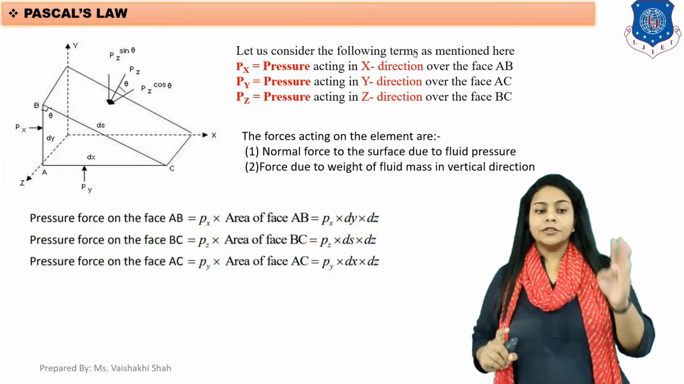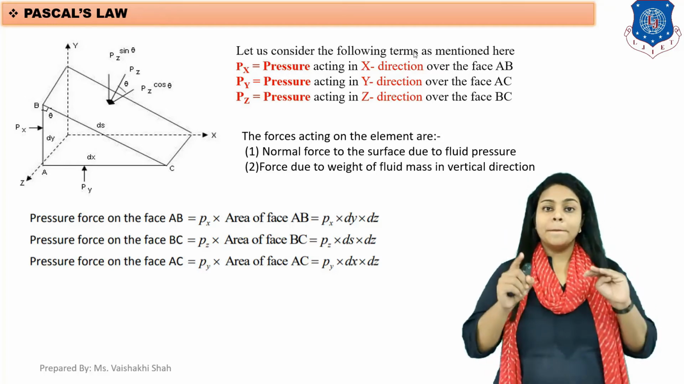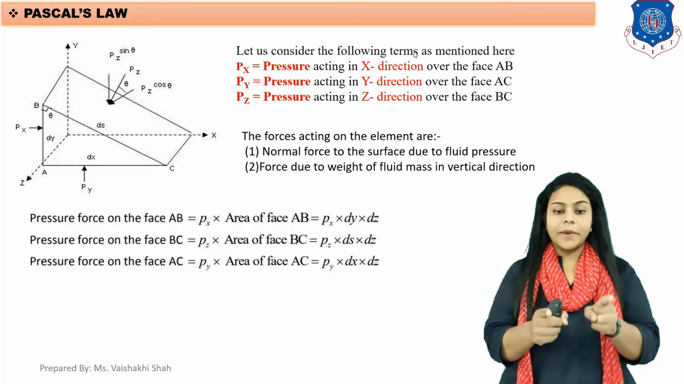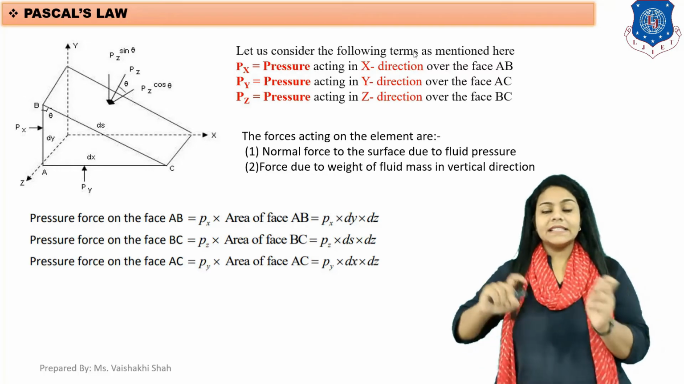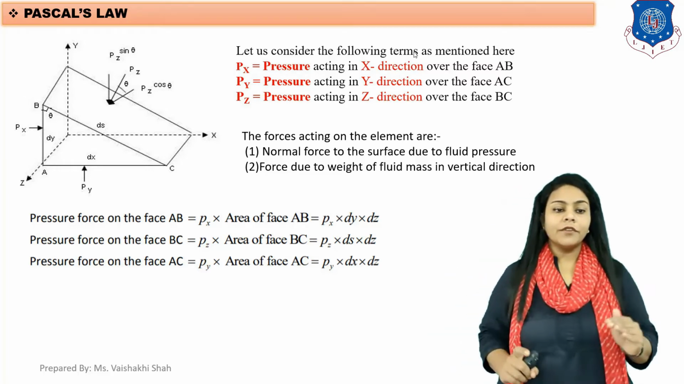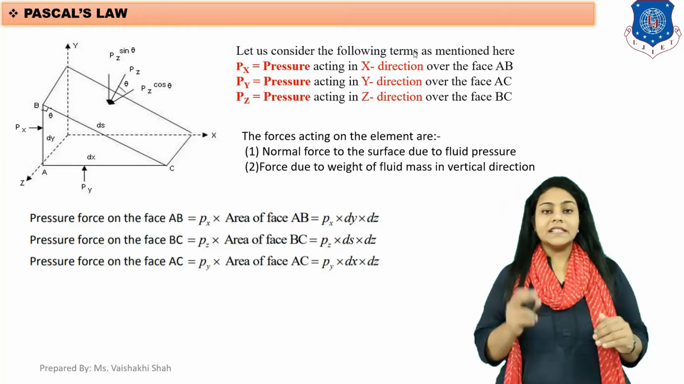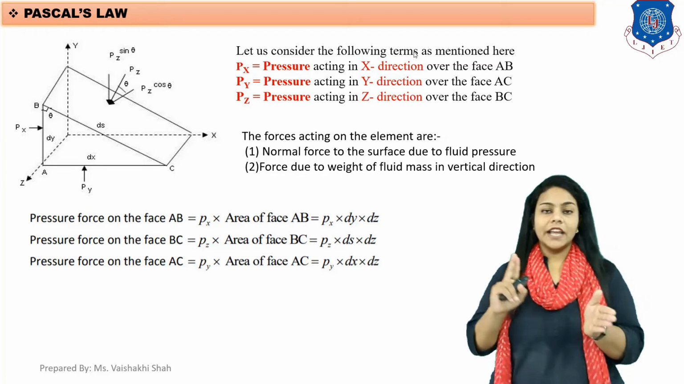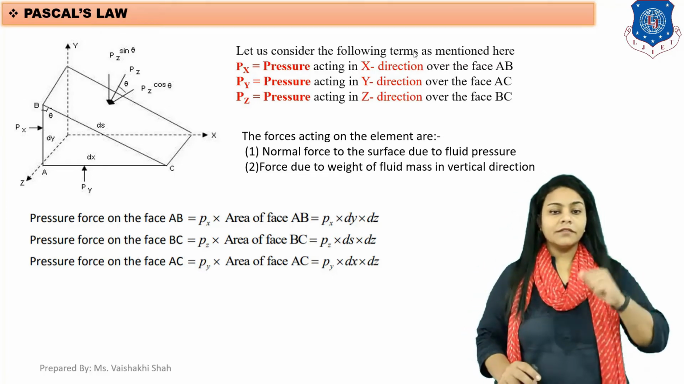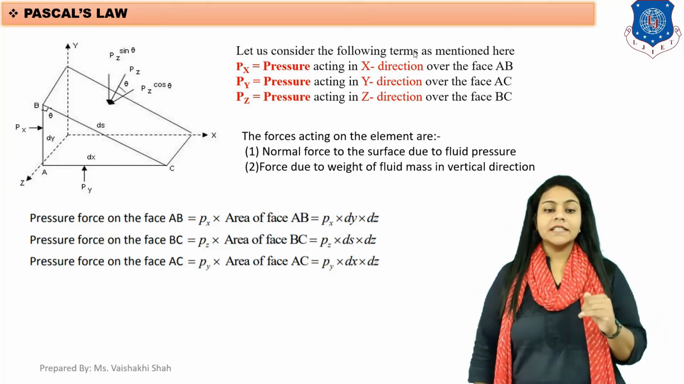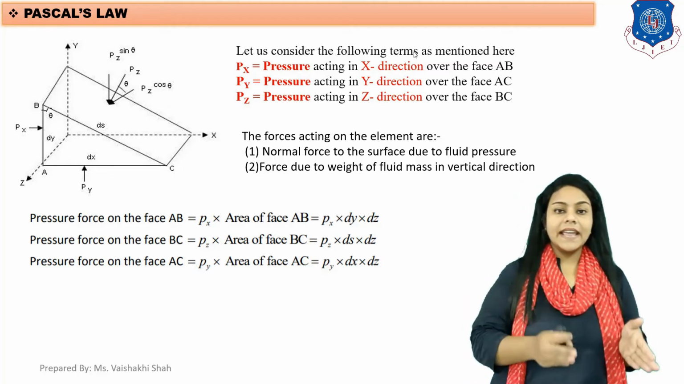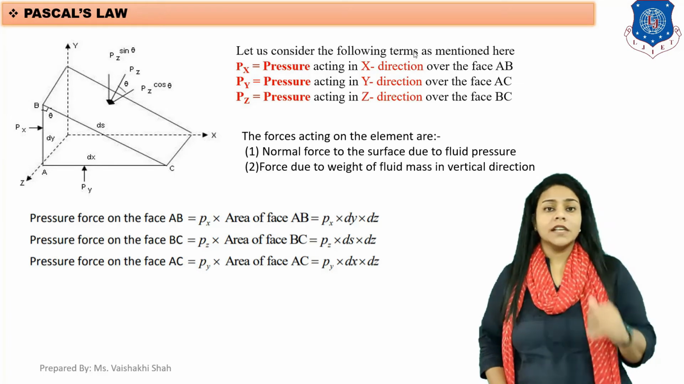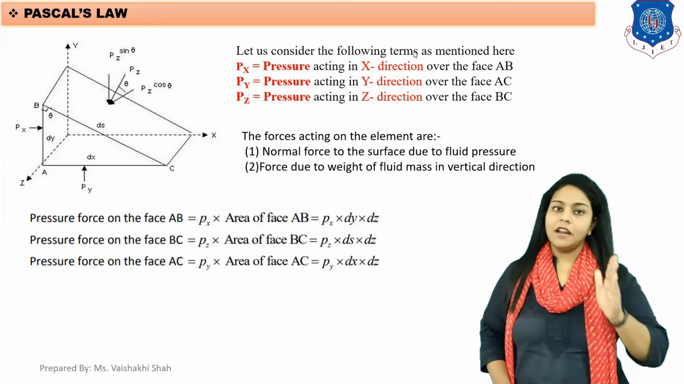Width is unity. So, your pressure force on AB is Px, which is your pressure. Force equals pressure into area. Here, pressure is Px and area is dy into dz. Same for pressure on BC, that is Pz, and area is ds into dz. Now, third, for surface AC, pressure is Py and area is dx into dz. So, these three are the values of forces for surfaces AB, AC and BC.